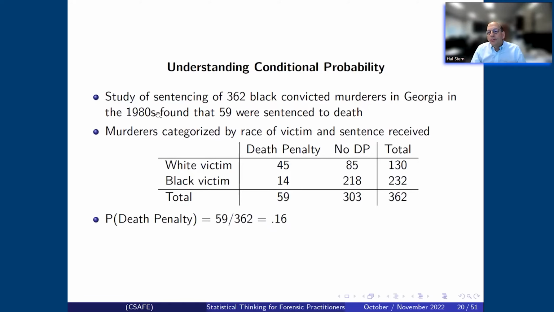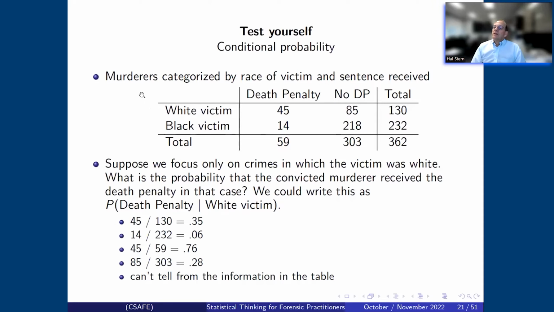So how does conditional probability work in this case? I've repeated the table here, and now I'm asking you a question. Suppose we focus only on crimes in which the victim was white. What's the probability that the convicted murderer received the death penalty in that case? To me, this would be a conditional probability calculation. What is the probability that a murderer got the death penalty if the victim was white, or given that we know the victim was white?